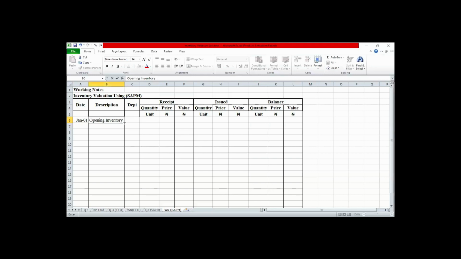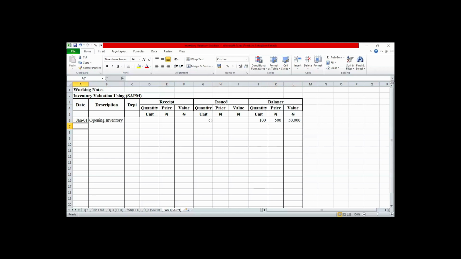On January 1, opening inventory. What's the units? 100 units, which cost 500 naira each. Automatically, that will give us the value of 100 times 500. That's 50,000. That's the value. I believe that one has no issue. No issue, sir.